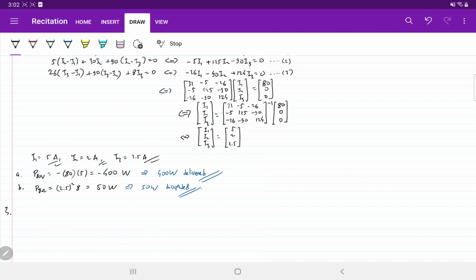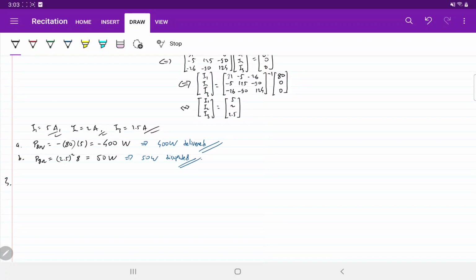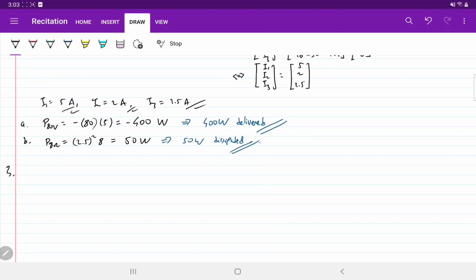So in the first and the second problems, we have been using the node voltage and the mesh current techniques. For this problem, particularly problem number 3, we're not allowed to use the node voltage or the mesh current techniques. Okay, so let me draw the circuit first.